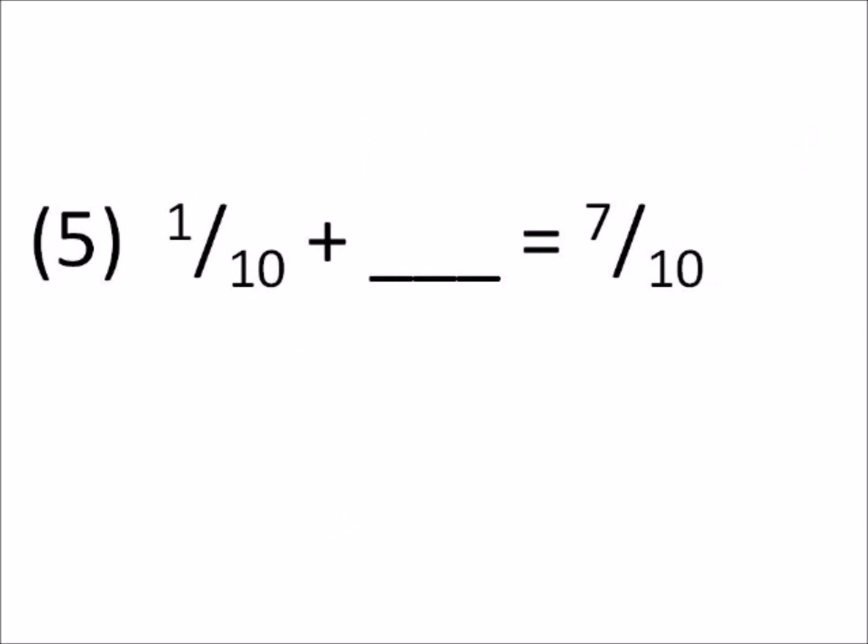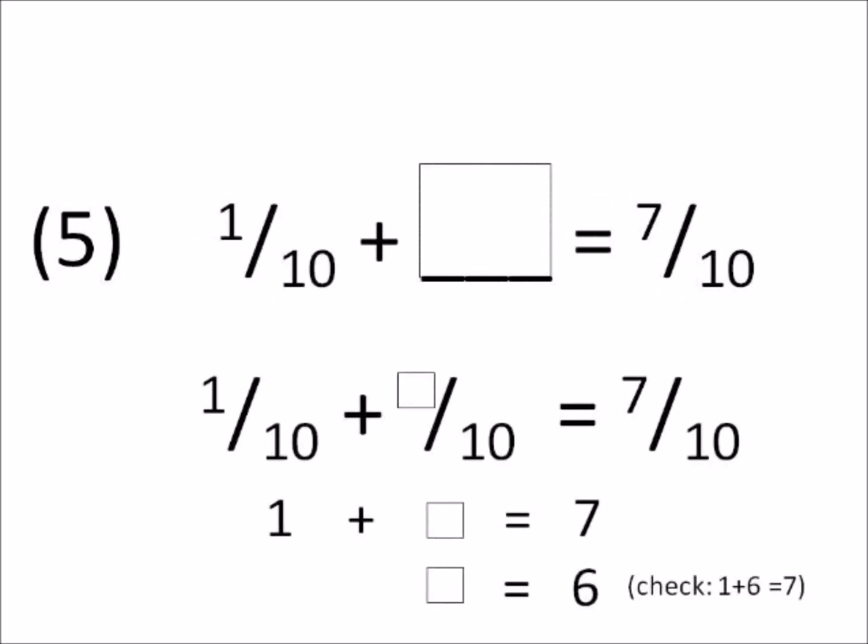Number 5. 1 over 10 plus a fraction is equal to 7 tenths. 1 tenth plus a fraction is 7 tenths. Now, since the answer is in tenths, the missing fraction must be something in tenths as well.